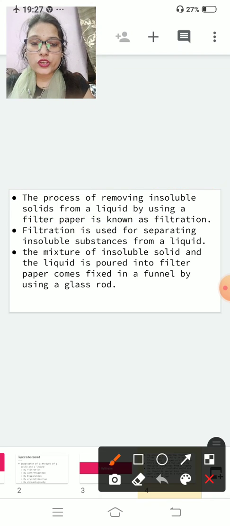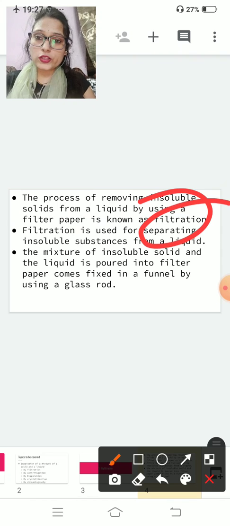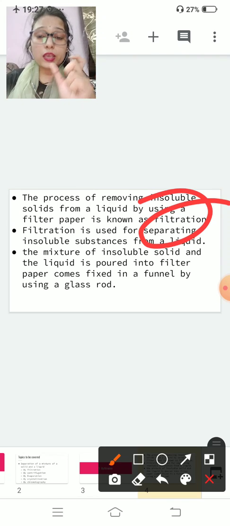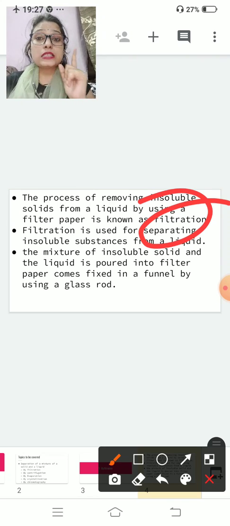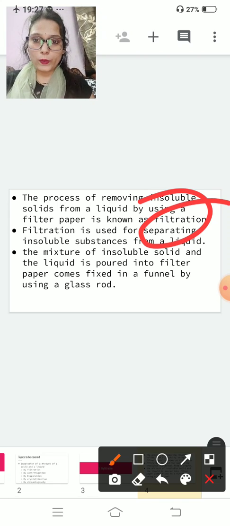What do you mean by filtration? Filtration is a process in which you will separate out an insoluble solid from a liquid. For example, if you take a mixture of sand and water, as we all know sand is insoluble in water. If you stir it with the help of a stirrer, is it dissolved in water? No, that sand will not dissolve in water. Then what will you do?